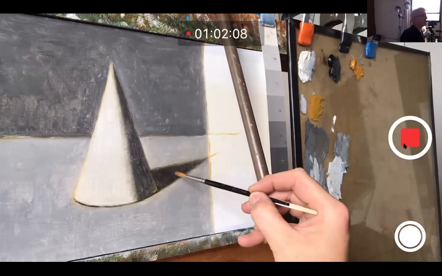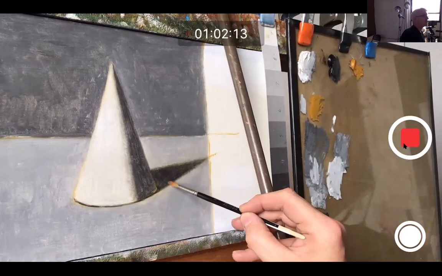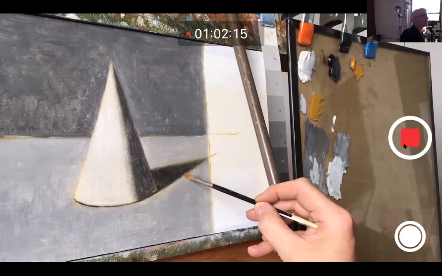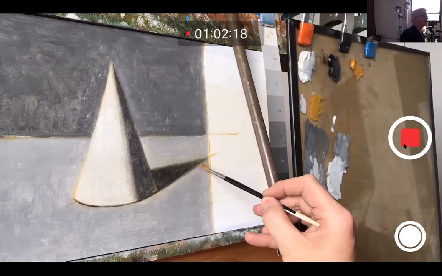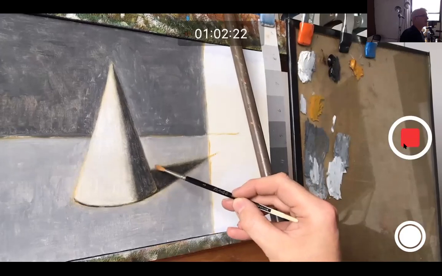So I've started to indicate the halftone on that form, the transition, again, transitions the shadow into the light, or the light into the shadow, however you want to say it. I'm just softening a little bit more these edges of the cast shadow.